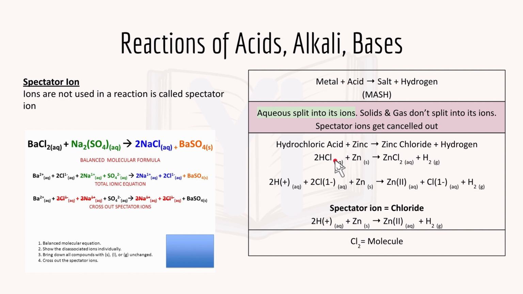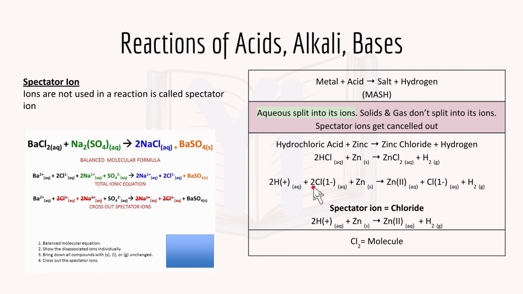To demonstrate what I mean, I have hydrochloric acid plus zinc equals zinc chloride plus hydrogen. So notice how only hydrochloric acid and zinc chloride are aqueous. So only these two compounds get split into their ions. So we have 2H plus, 2Cl minus, plus zinc, which is solid, equals Zn 2 plus and 2Cl minus, aqueous. So we just cancel out the ions which are the same on both sides. In this case, the spectator ion is the chloride ion.